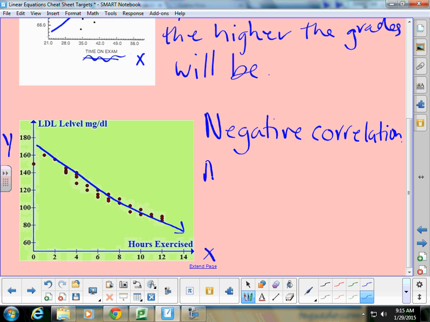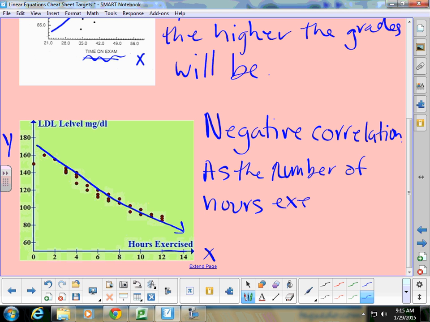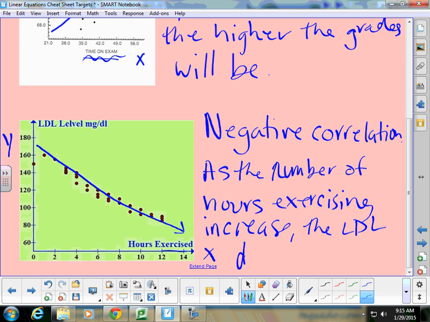And as the number of hours exercising, I'm very specific again, increase, the LDL decreases.